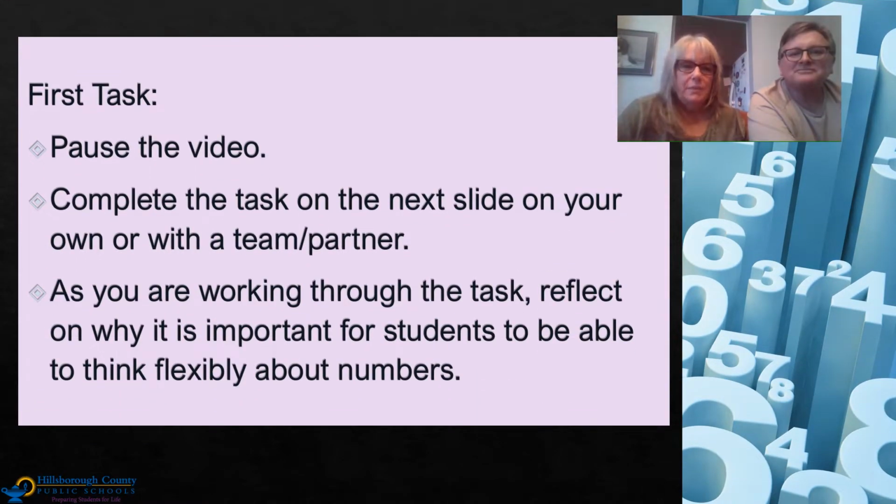Before we begin today, we'd like you to pause the video, and on the next slide, you're going to see a task, either on your own or with a team or partner. If you're watching this together, we want you to work through the task. Reflect as you're working about why it's important for students to be able to think flexibly about numbers and how important estimation might be when we multiply decimals.